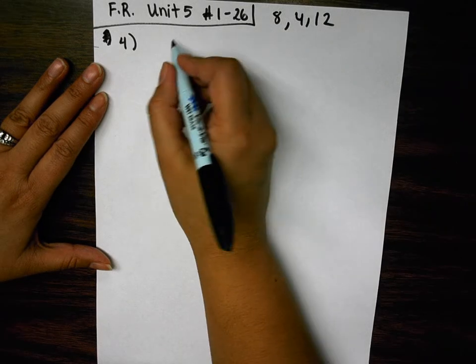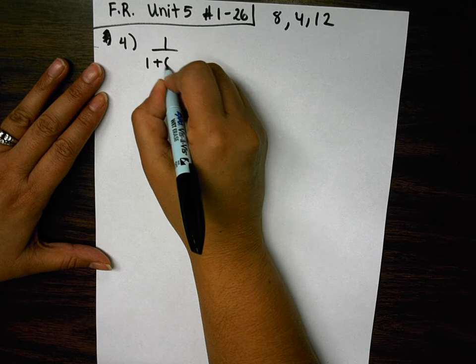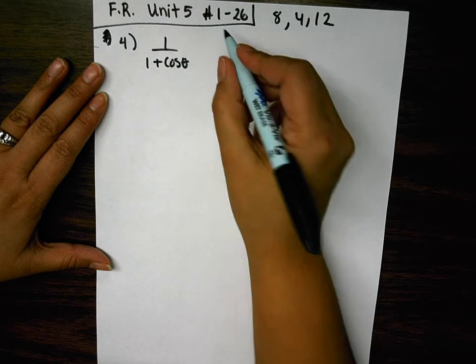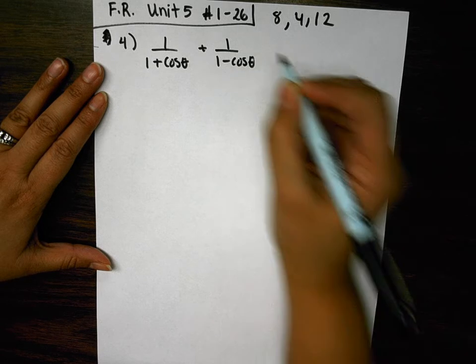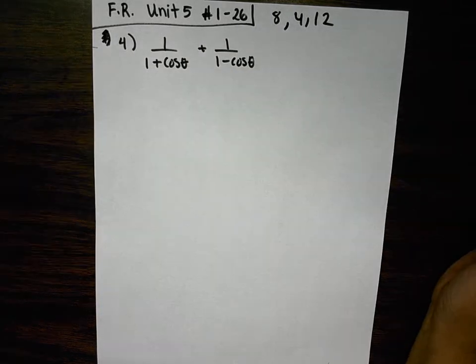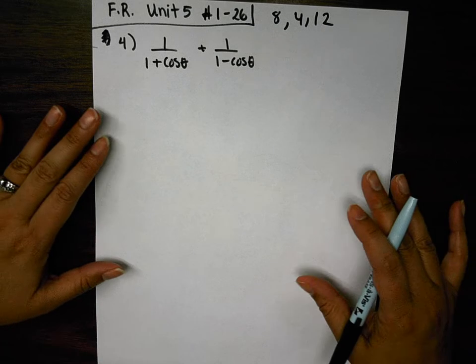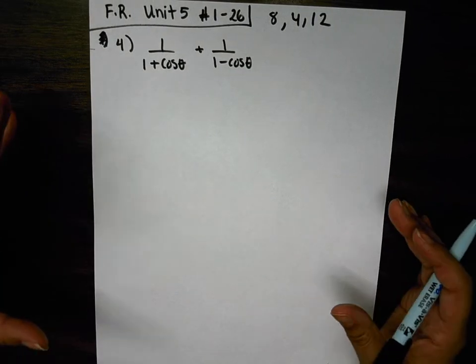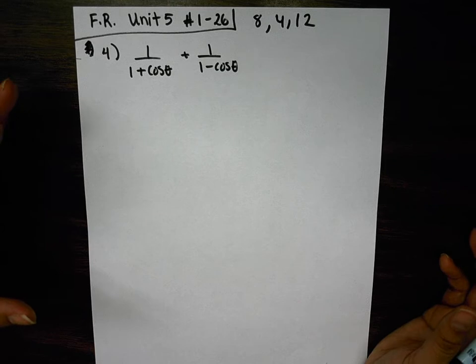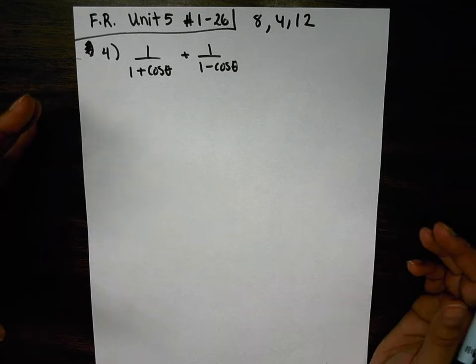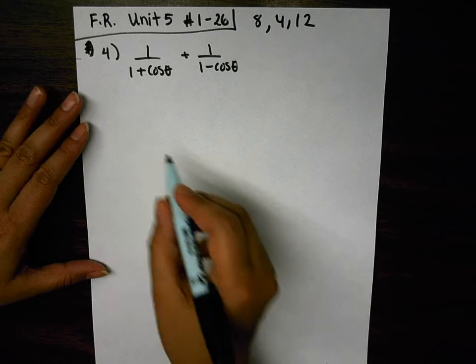4. Is it the 1 over 1 plus cosine plus 1 over 1 minus cosine? Am I on the right one? Yeah. All right, simplify. Because I'm adding fractions, am I allowed to multiply and clear? No, only when it's a complex fraction or there's an equal sign, neither of which is going on here.